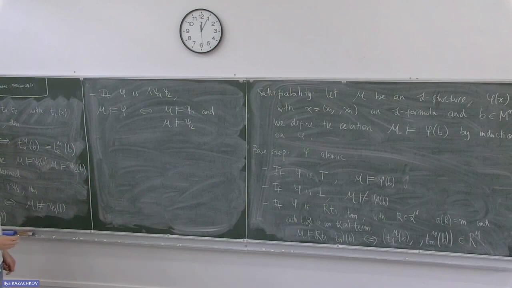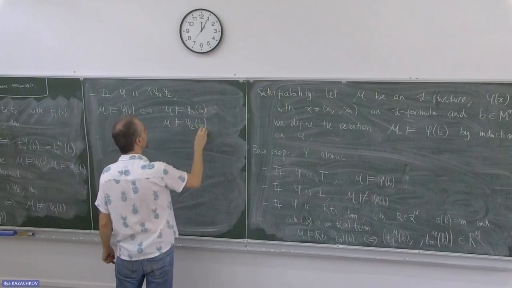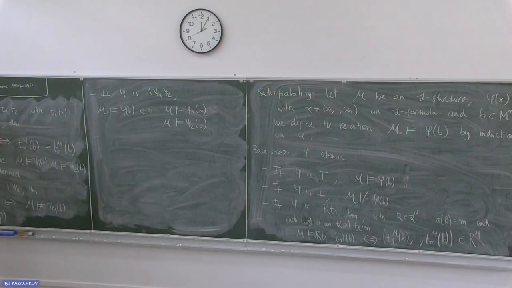Oh, right, thank you. Here I also need the B, because I'm taking. You define them and then you apply to B. Exactly, exactly. I should write this perhaps differently, right? Assume this relation has been defined for psi 1 of x, psi 2 of x, and any b in M to the n. This is a bit better, right? This is what we have done, right?